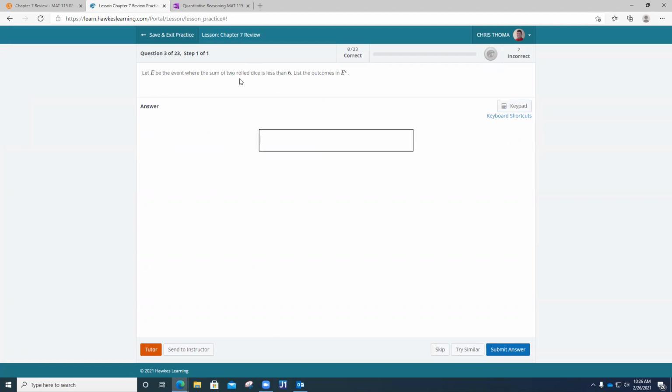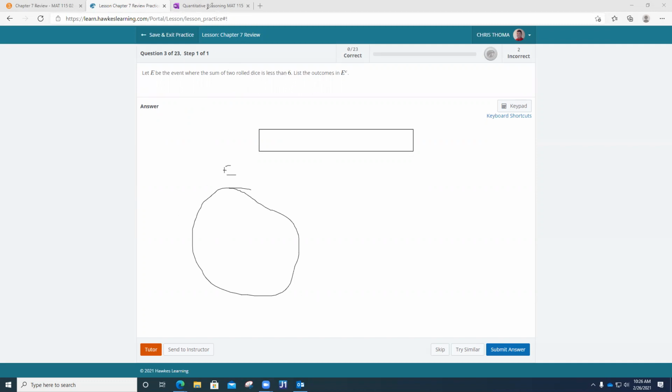Let E be the event where the sum of 2 dice rolled is less than 6. List the outcomes in E complement. So what are all of our, let's see if I can try to draw here. All right, so we get event E. It'll be the event where the sum of 2 rolled dice is less than 6.